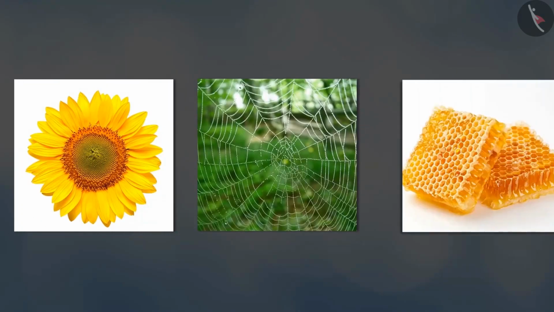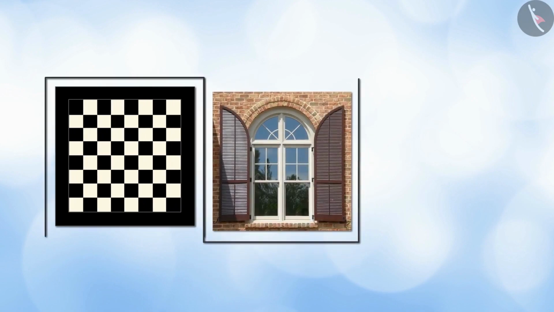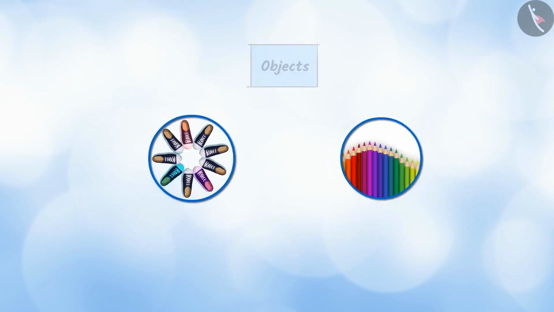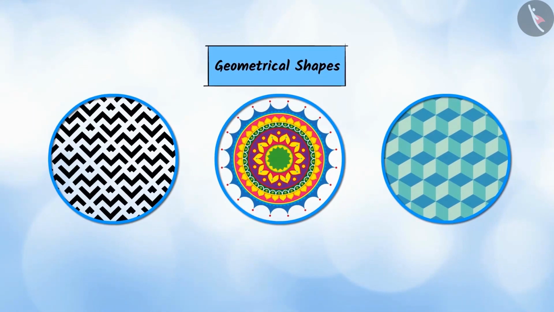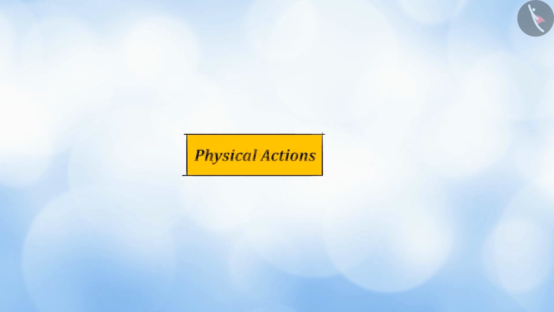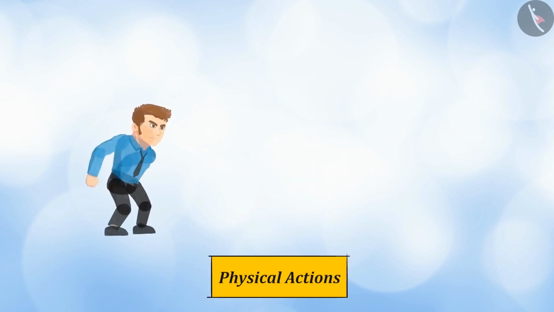Many objects in nature around us follow a certain pattern. We can see several patterns around us or at home, for example, chairs, windows, curtains, etc. You can also find patterns in several objects: geometrical shapes, sounds, physical actions such as clapping or jumping.